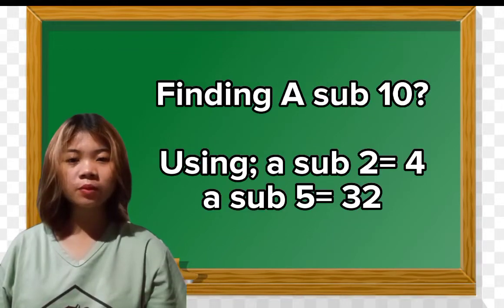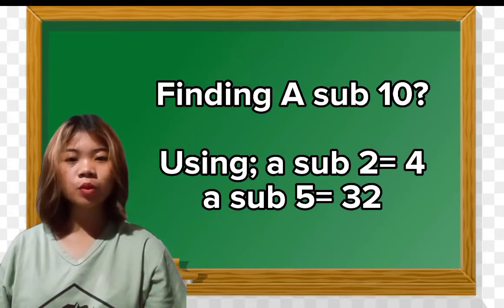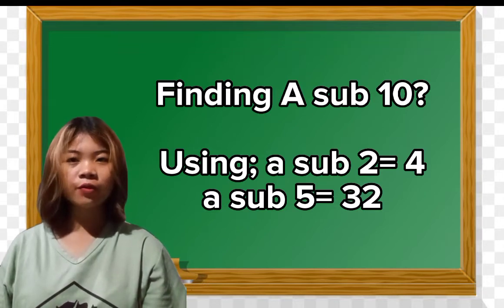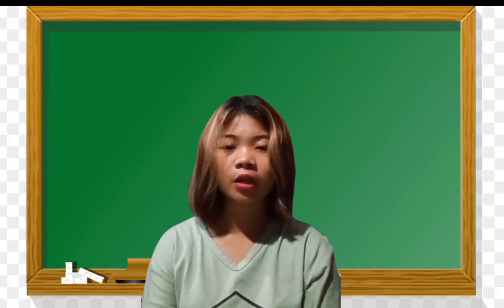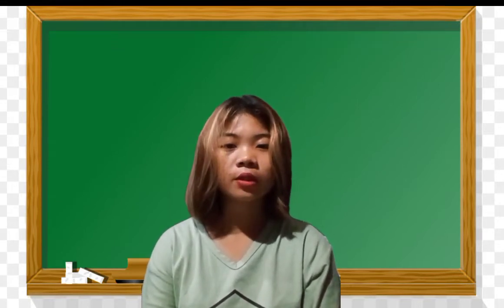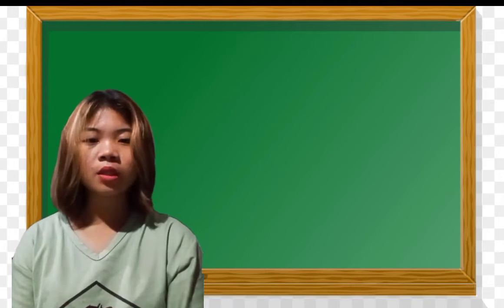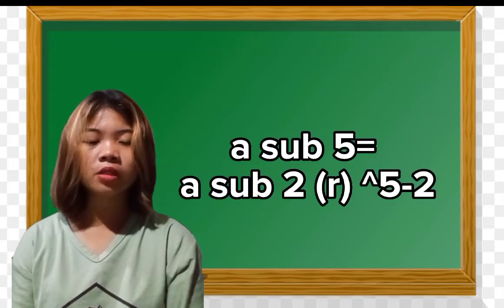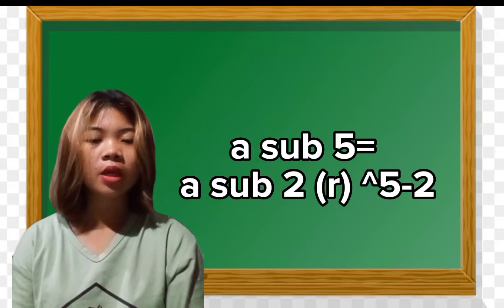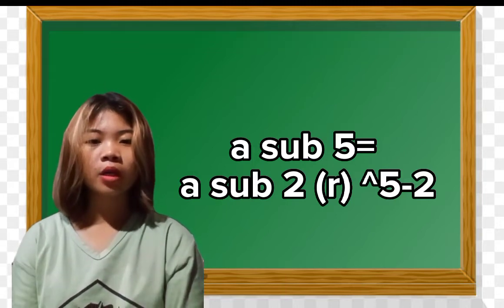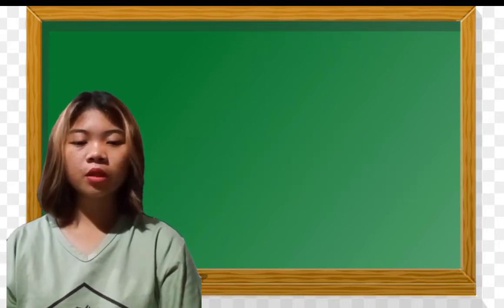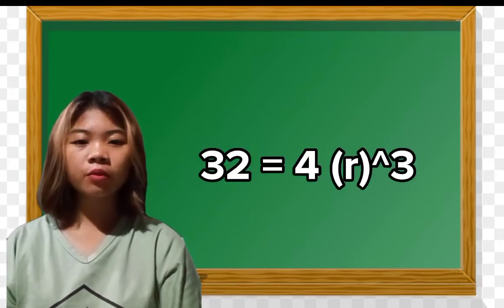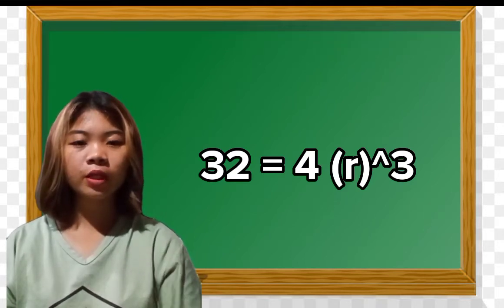And our second problem is to find the nth term with only two terms given. Let's find a sub 10 using a sub 2 equals 4 and a sub 5 equals 32. Did you notice that we don't have r? So first, let's find r. Let's use the terms given, which is a sub 5 equals a sub 2 times r to the power of 5 minus 2. Next is to substitute the given numbers: a sub 5, which is 32, equals 4r to the power of 3.